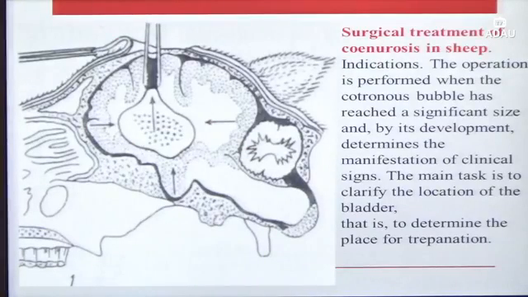Now, surgical treatment of coenurosis in sheep. About this operation, I would like to give some brief information, because it has a capsule, and in the capsule are located a lot of helminths. These helminths are located in the brain of the sheep. This is the coenurosis capsule, where a lot of helminths are located in the brain.